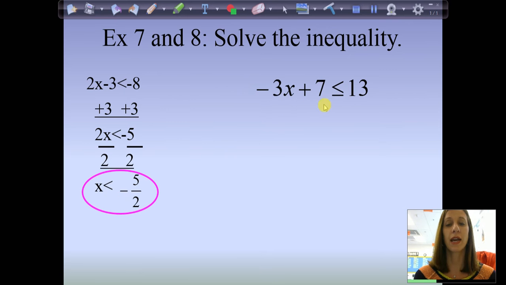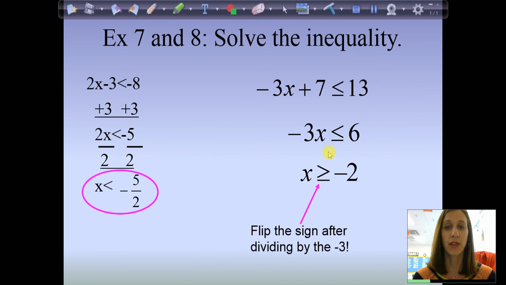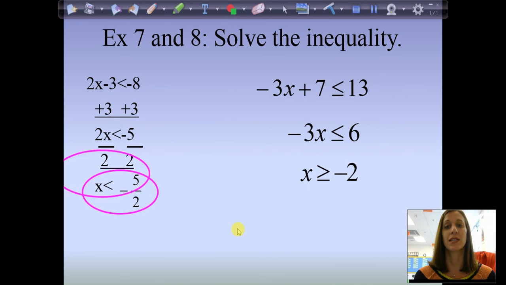Okay, negative 3x plus 7 is less than or equal to 13. We should subtract 7 from both sides. When I do that, I'm going to get negative 3x is less than or equal to 13 minus 7, which is 6. And then I'm going to divide both sides by negative 3. Because I'm dividing both of these by a negative value, I'm going to change the direction of the inequality symbol. So my final answer should be x is greater than or equal to negative 2.